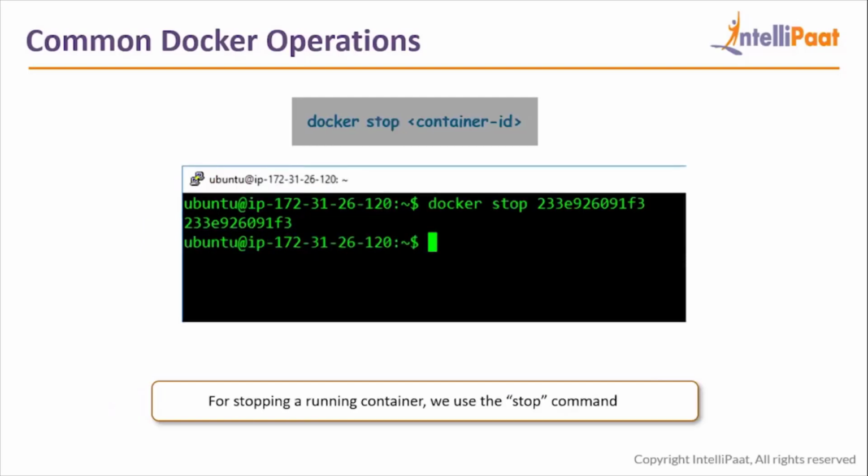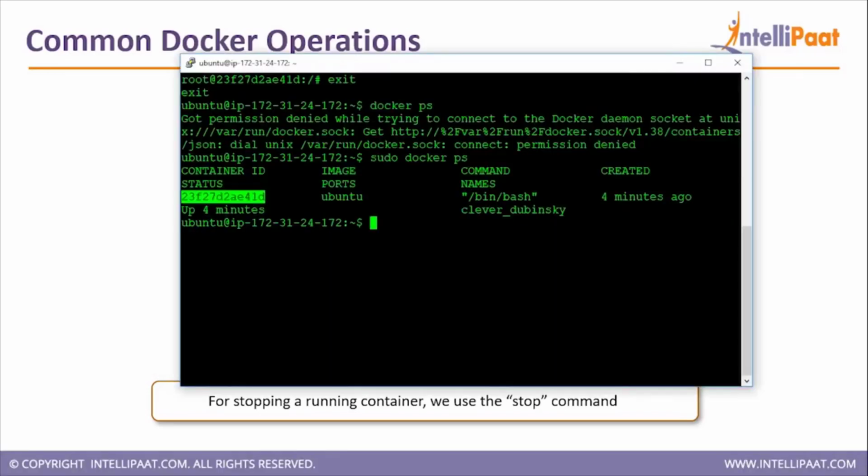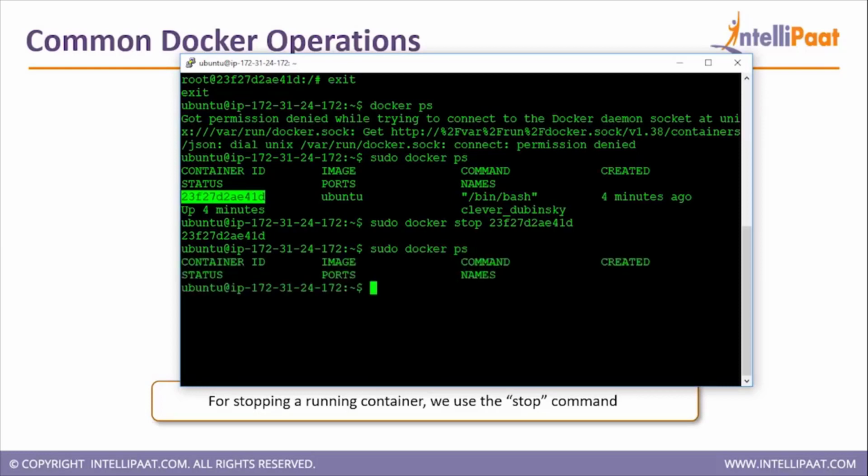Now again, I already showed you that if you want to stop a container, all you have to do is sudo docker stop and then the container ID, hit enter, and the container will be stopped. And then if you do a docker ps, you will not be able to see any containers running inside the system. So as you can see, once we did a stop, there are no containers running there in a docker ps now.